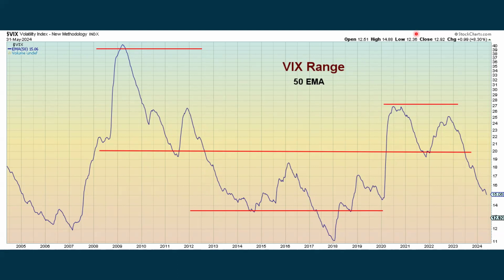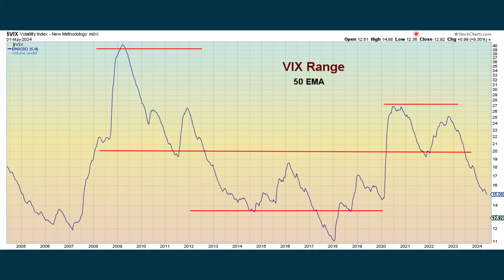Okay, the first chart that we look at is a chart of the VIX, but you don't see the VIX on here. It's actually invisible. What I have plotted over top is a 50-period exponential moving average. This gives us a little bigger picture look at what is the general range of the VIX.